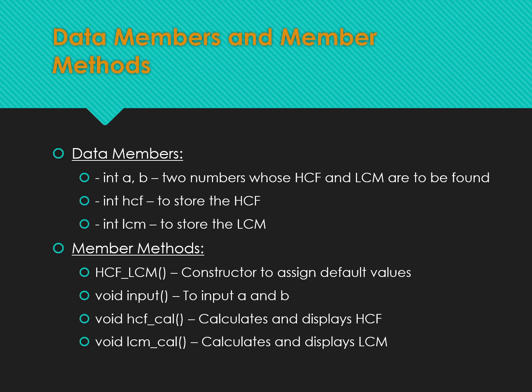Our class uses four main data members: integers a and b to store the numbers input by the user. We also have integers HCF and LCM to store the calculated highest common factor and least common multiple respectively. This class defines four methods: the constructor, which initializes the data members to 0; the input method, which takes values from the user; then HCF_cal, which calculates the HCF using a loop; and finally, LCM_cal, which computes the LCM using the formula based on HCF.